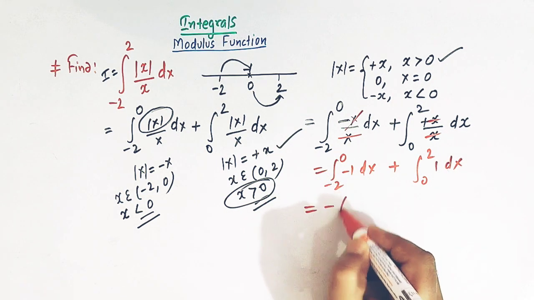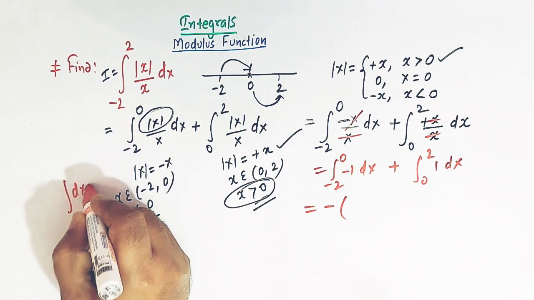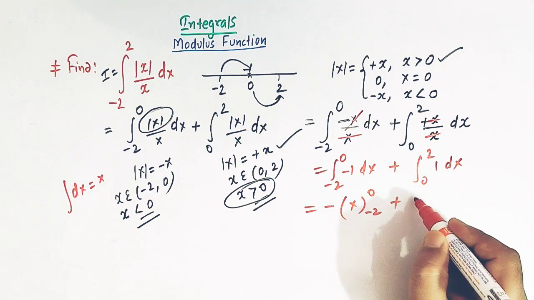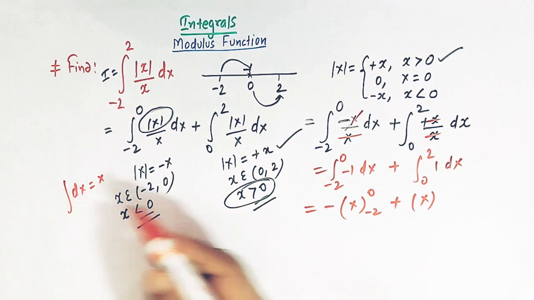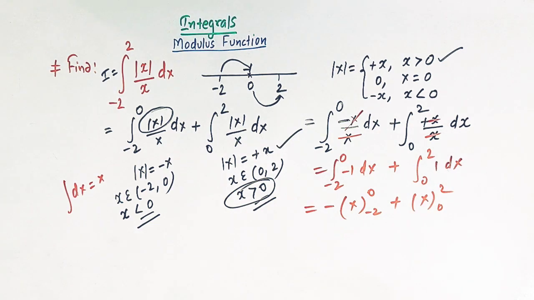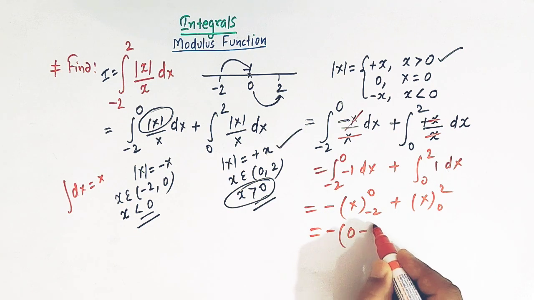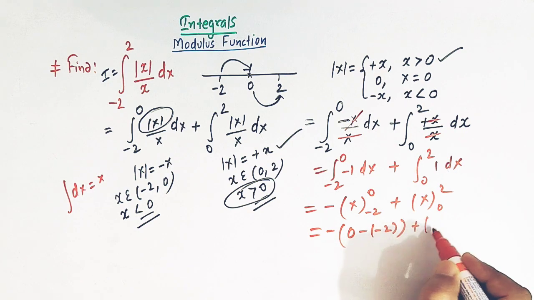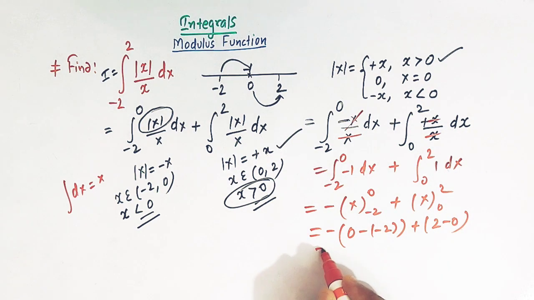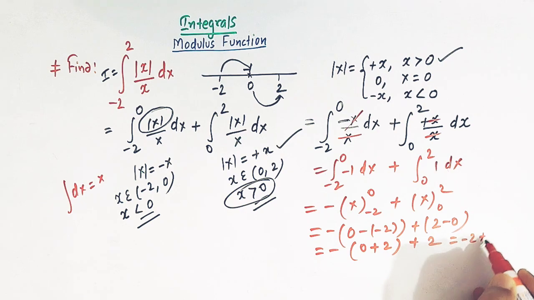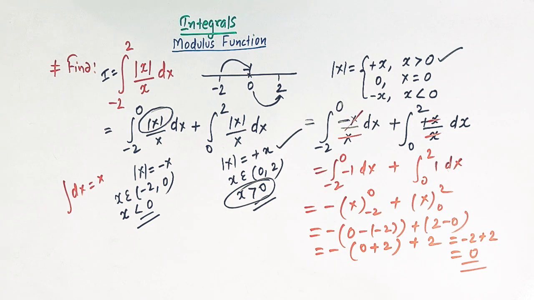The integral of dx is x. So here we have x from minus 2 to 0, and again x, the integral of dx, with limits from 0 to 2. Now we substitute the limits and take the difference. We have negative of 0 minus minus 2, and here we have 2 minus 0. Minus minus is plus, so we have minus 2 plus 2, which is equal to 0.